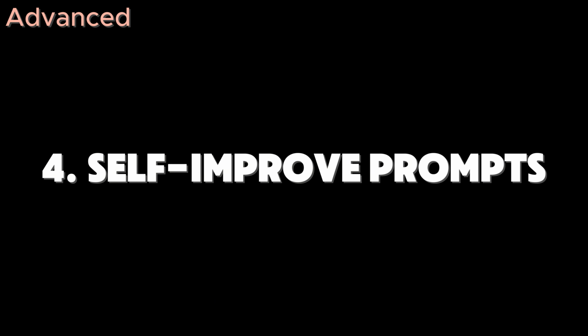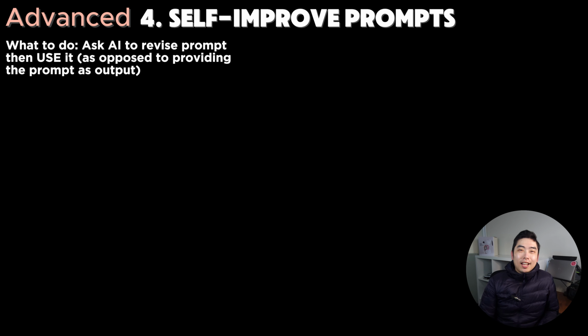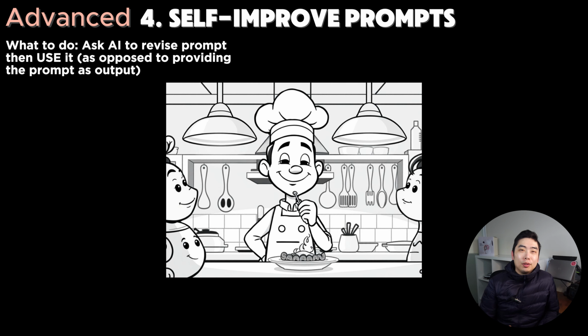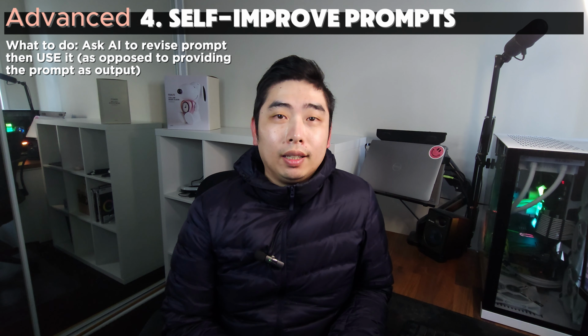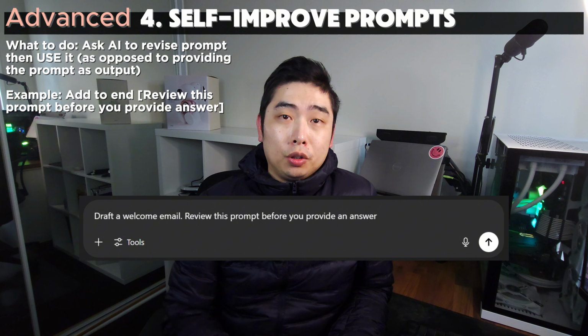Number 4, ask the AI to review their own prompts before output. This is like a chef tasting their own food before they send it out to the customer's table. Prompting example would be, if you add to the end of your prompt, review this prompt before you provide the answer.